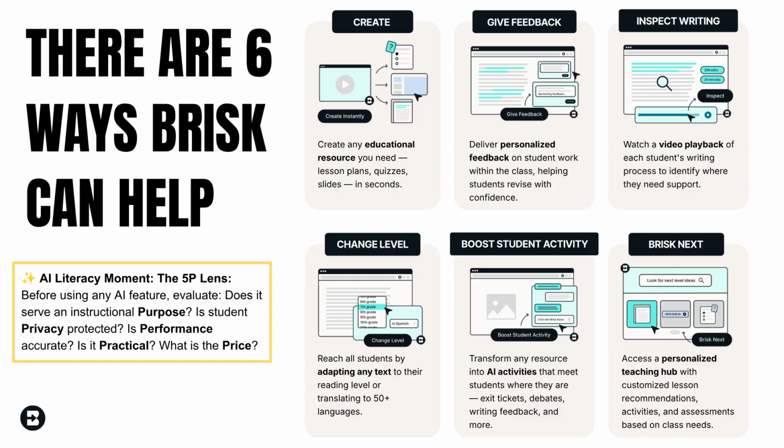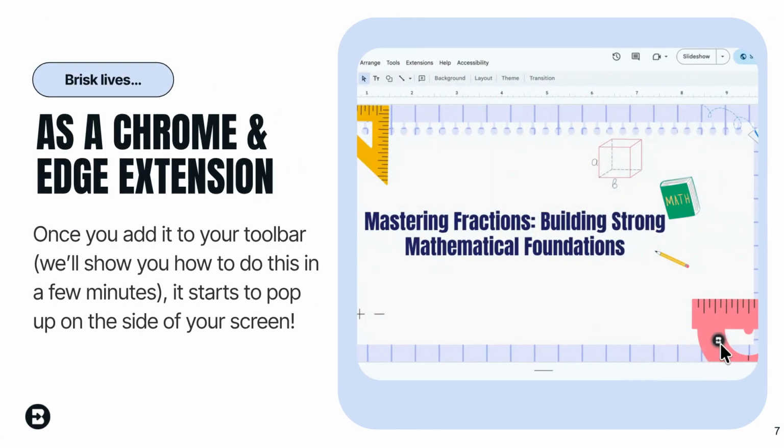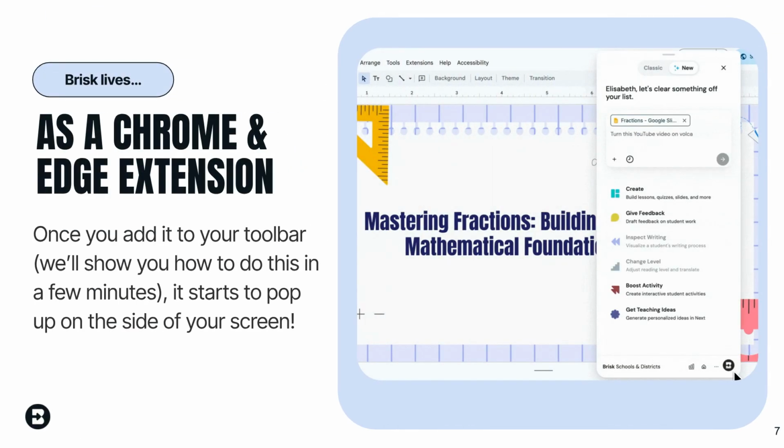There are 6 core ways Brisk can help: creating resources, giving feedback, inspecting student writing, changing reading levels, boosting student activity, and providing personalized teaching ideas through the Brisk Next Hub. Note the Spark. The 5P protocol will help you make informed choices when it comes to using AI for or with your classroom. Brisk functions as a browser extension.